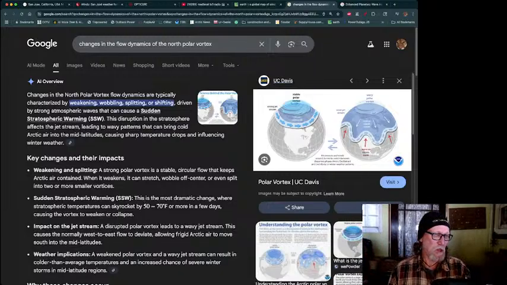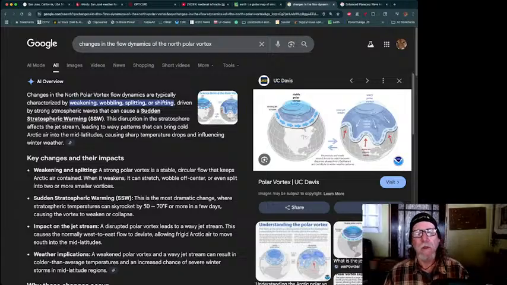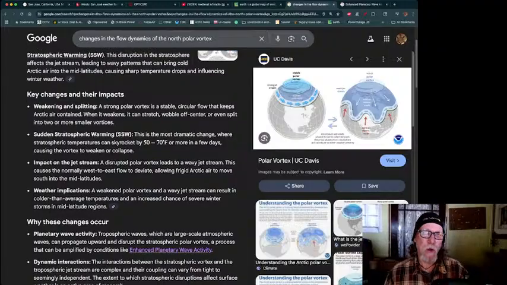So let's continue with this. Key changes and their impacts. I'm reading this because, at least in part, I want you to understand that this is really complicated. It is. But this is it. This is the deal, people.